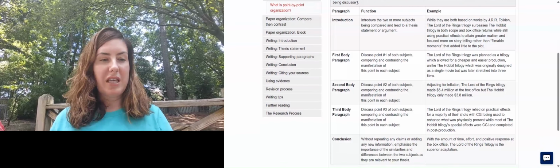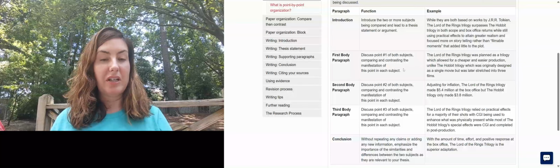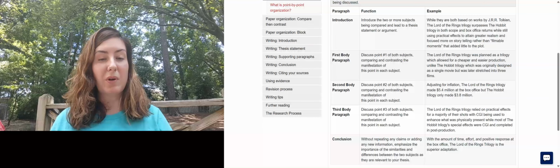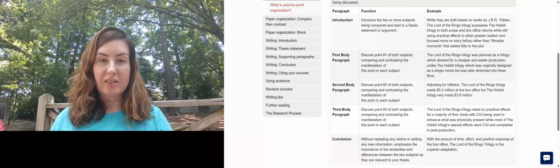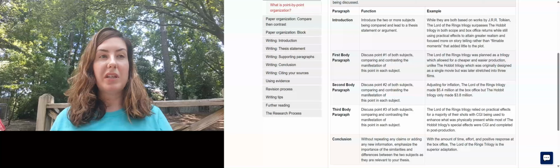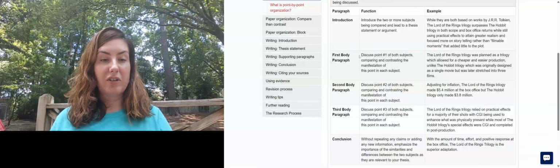So what you'll see is that it's kind of reminding you that in the first body paragraph, you should discuss the first point of both subjects. And in our case, this would be structure, language, or reference style. Of course, you are required to go in that order for the paper.